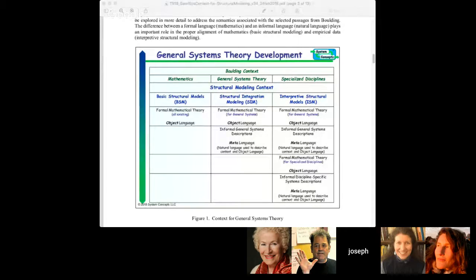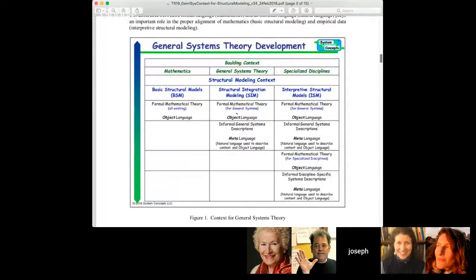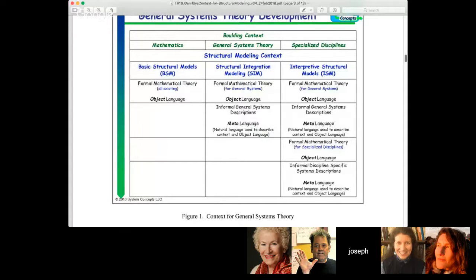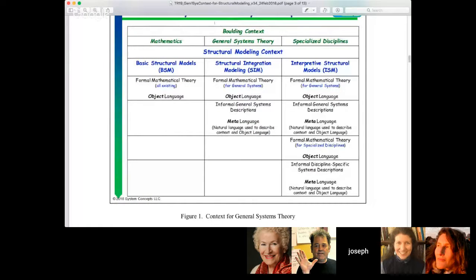So just wait a minute. I've got to stop this screen share, and then I'm going to have to come up with this other one over here, and this application window. Okay. Okay, this is the general systems theory development out of Technical Report 19. You make it a little bigger. That's better. Thank you. Does everyone see that?